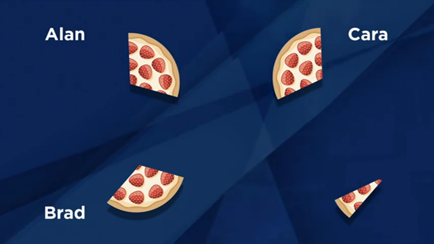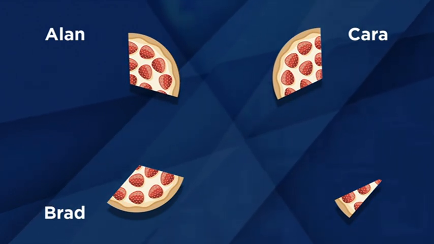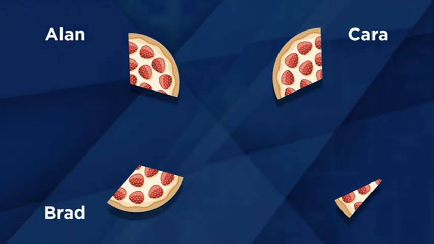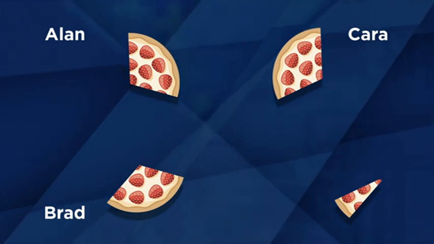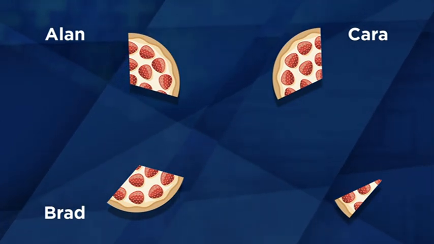Now, so far, everyone's happy. Kara's happy because she got first choice. Brad's happy because he got one of the 2 pieces he considered equally good, both of which were better than the third piece. And Alan's happy because he got one of the original pieces, and he felt all 3 pieces were equal to begin with.